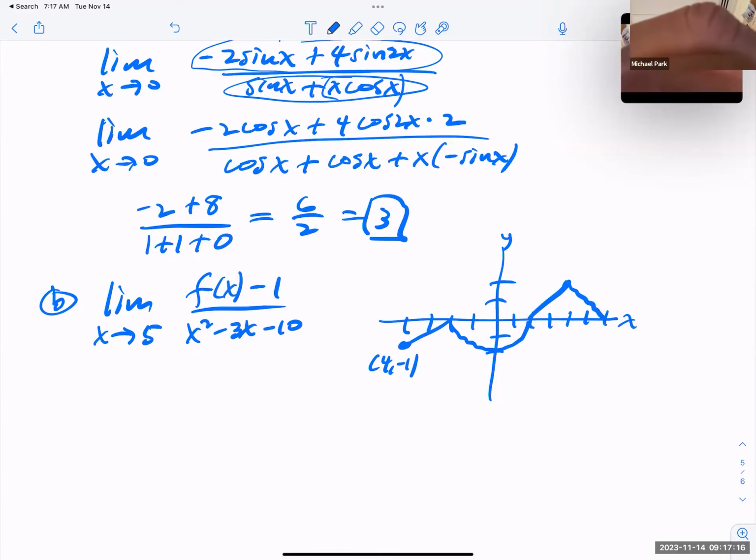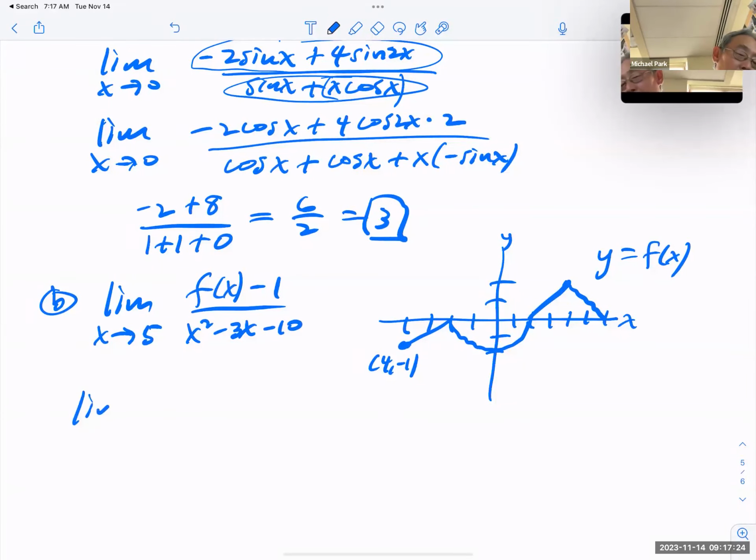So in the other problem, this was the graph of f prime, but now this is just the graph of f. Okay, so the first thing you do is plug in the number. How do you compute the limit as x approaches 5? You plug in the number, you get f of 5.